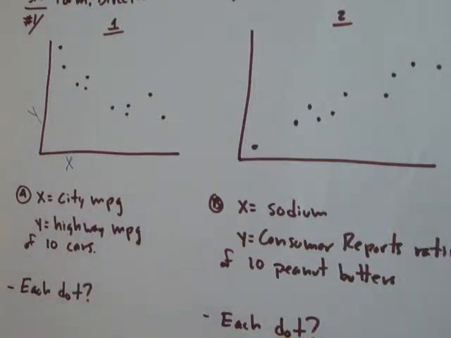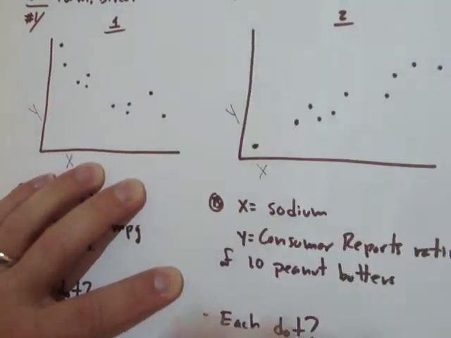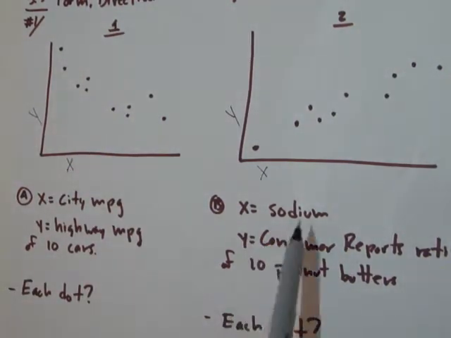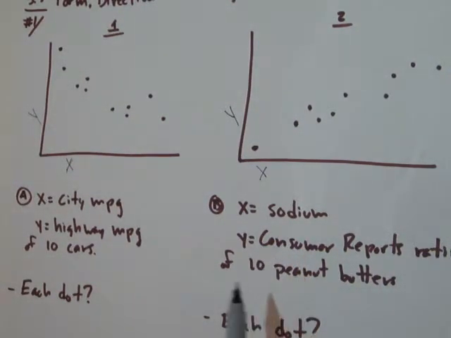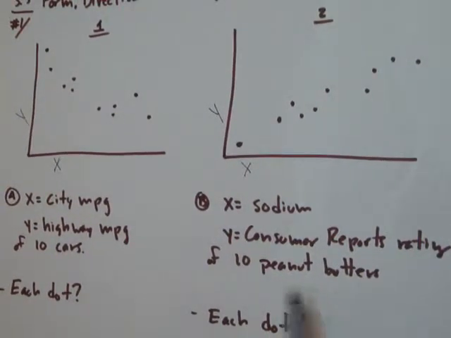That's the first scenario. The second scenario is, let's put x and y over here, that x is the sodium content of a bunch of cereals, and y is the Consumer Reports rating. Oh, I'm sorry, not cereals, peanut butters. I got stuck on the cereals from last time. And y is the Consumer Reports rating for those 10 peanut butters. So that's what we're looking at.